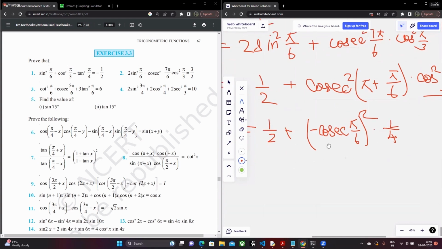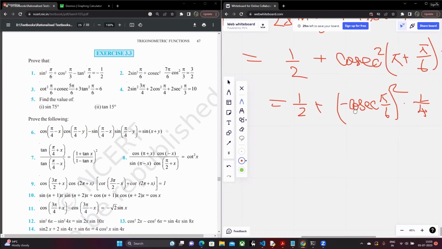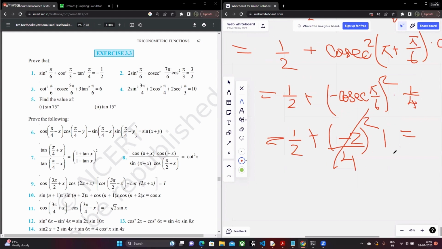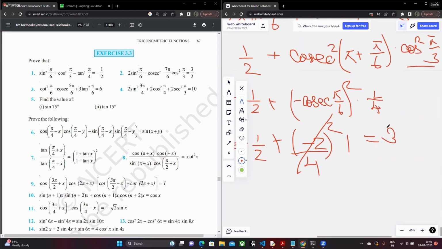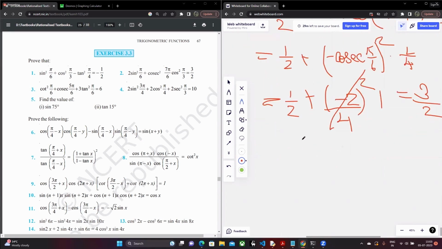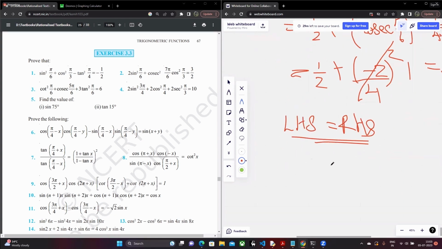Yeah. Now remember that cosecant pi by 6 is 2. It's not half. Sine of pi by 6 is half. Since cosecant is 1 by sine, this is 2. Right. So this is therefore half plus minus 2 the whole square divided by 4. Since 4 is basically 2 squared and minus 1 squared is 1, this is going to give us 1. So this is basically 1 plus half, that is 3 by 2, which is equal to the RHS, because on the right hand side you have 3 by 2. Therefore, LHS is equal to RHS, and we have proved the statement.